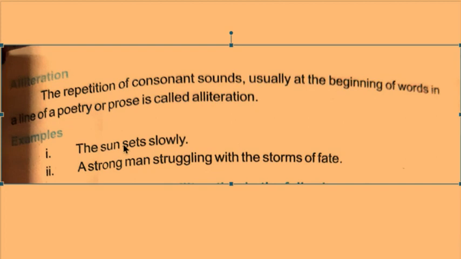You see, if you don't understand alliteration, it is basically, now here a sentence is written. Most of the words start with the same letter, S. The sun sets slowly. This is called alliteration. A strong man struggling with the storms of fate.